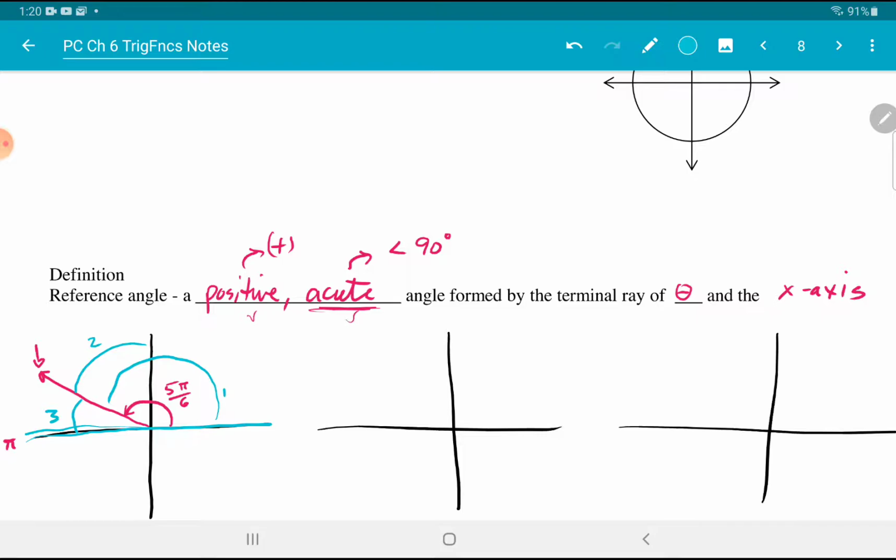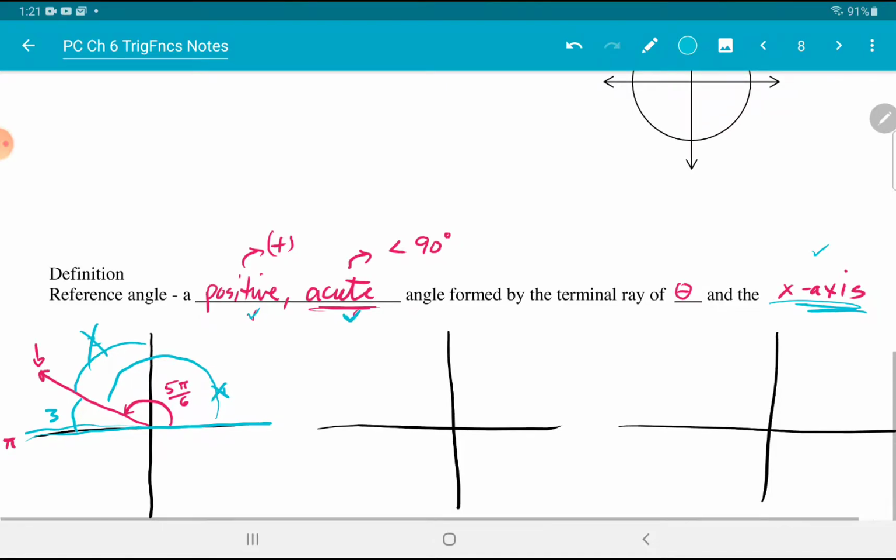Think about which of these angles, 1, 2, or 3, satisfies the definition of reference angle in terms of what is positive, acute, and with the x-axis. Keep in mind this important part too, with the x-axis. Because it's with the x-axis, we actually can rule out example number 2. It has to be acute. Well, that's not what 5 pi over 6 is. That's not acute. That's not less than 90 degrees. So that's not angle 1 either. Angle 3 would be our reference angle.